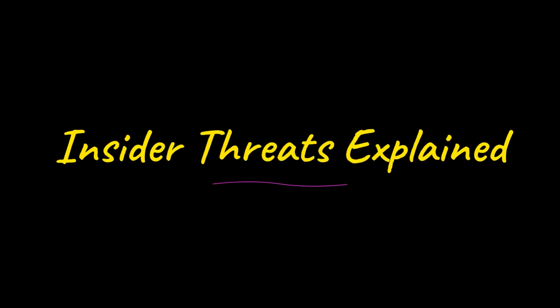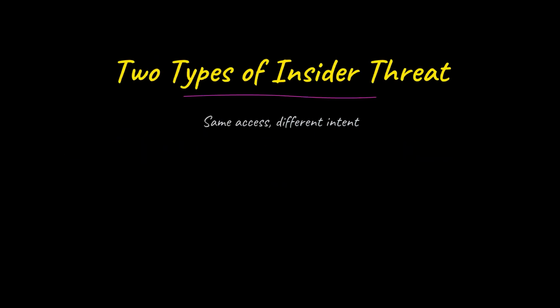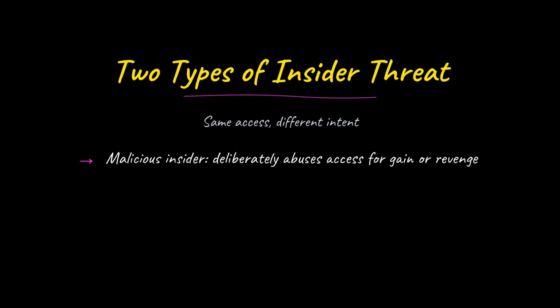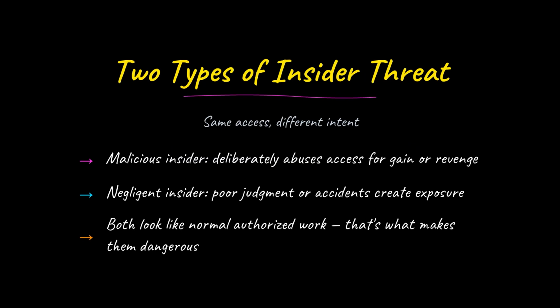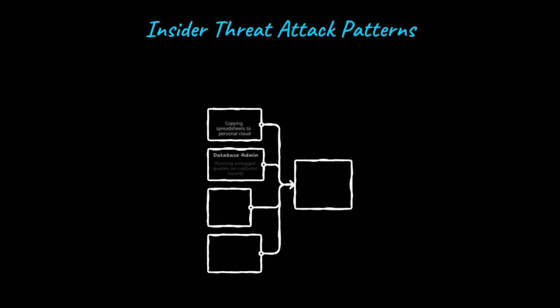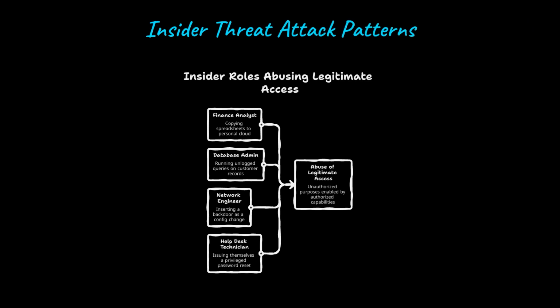Insider threats are a distinct security category where the risk comes not from outside attackers, but from people who already have legitimate access. Understanding what makes insiders dangerous, and hard to catch, is essential for any security model. Insiders fall into two broad types: malicious insiders who deliberately exploit their access, and negligent insiders who cause harm through carelessness. In both cases, the activity can look identical to routine authorized work, which is exactly why detection is so difficult. What makes insiders especially dangerous is the variety of mechanisms available to them.